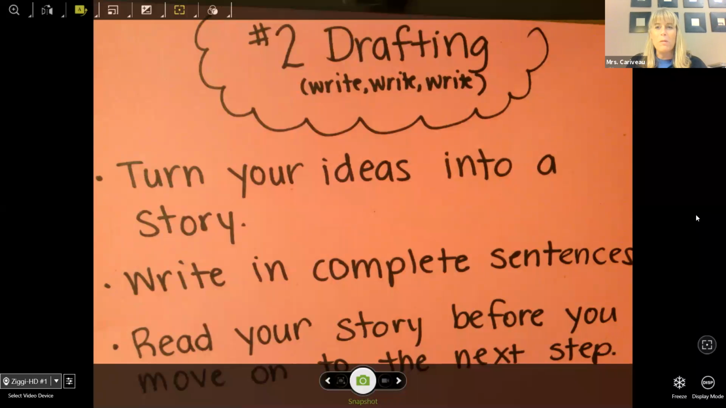Hi, second grade. We're moving on to step 2 of the writing process for our personal narrative. Step 2 is called drafting, or I like to call it write, because we're just going to be writing. So in this step, what we have to do is turn your ideas into a story, write in complete sentences, and read your story before you move on to the next step.